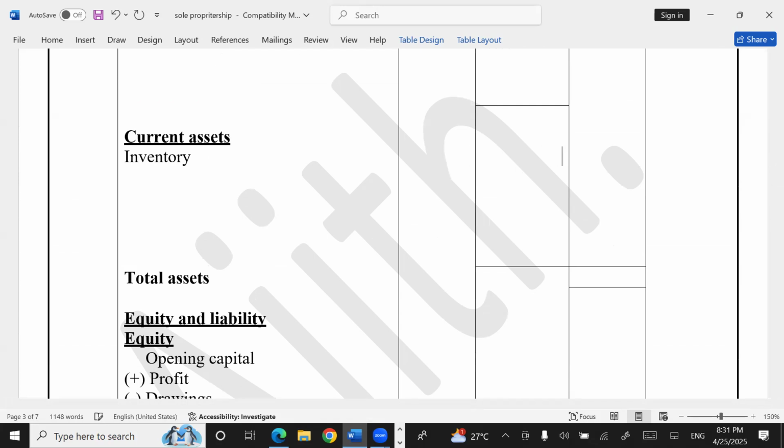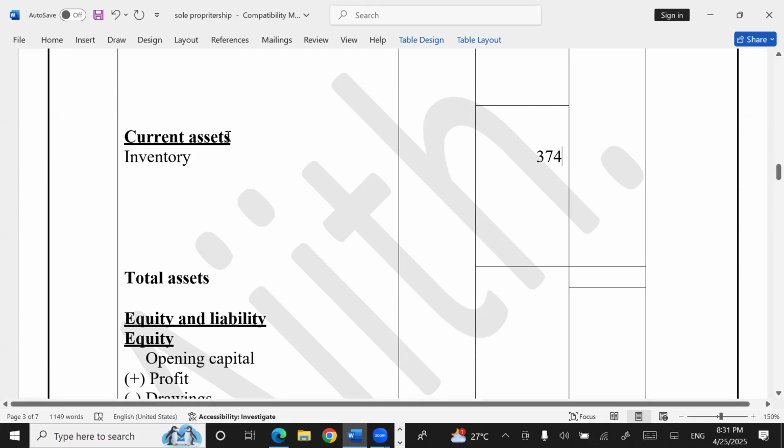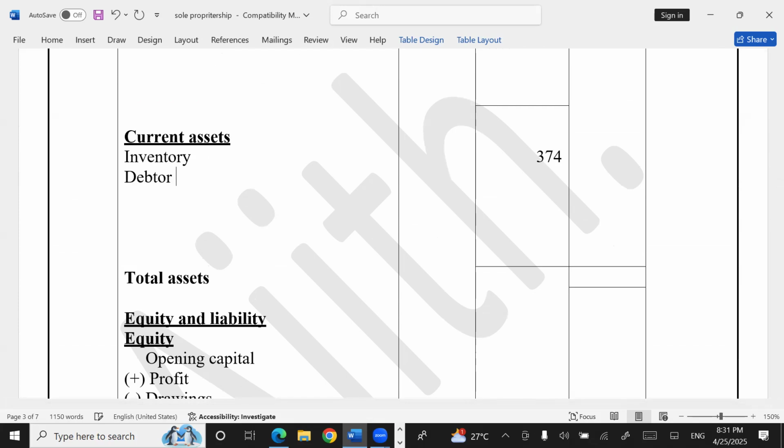Financial position, second column, 374. Lower value of cost and NRV. And think debtors balance also. Debtors minus allowances for doubtful debts.